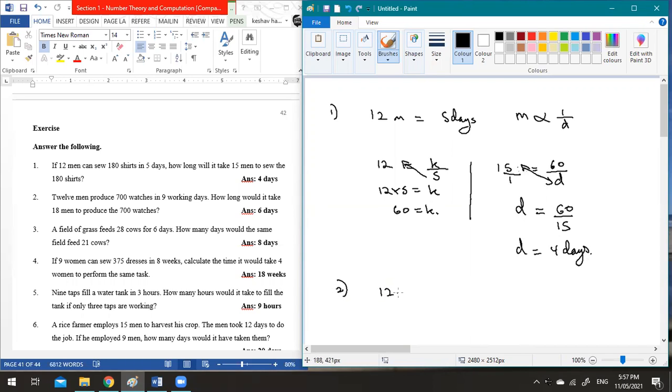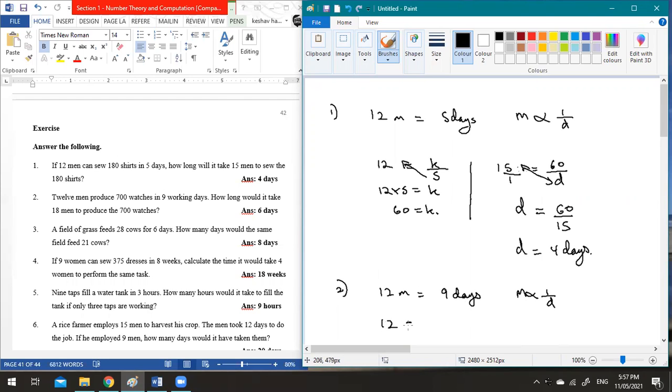Number 2, 12 men produce 700 watches in 9 days. Now, I want you to realize something in number 1. The number of shirts didn't change, so that has nothing to do with the formula. I just tell you how many days it takes to do the same thing. Same thing with the number of watches in number 2. What you're really watching is 9 days. So again, the number of people is inversely proportional to the number of days.